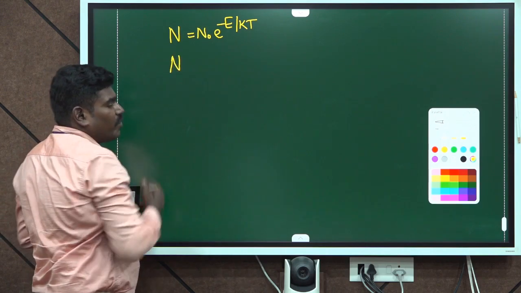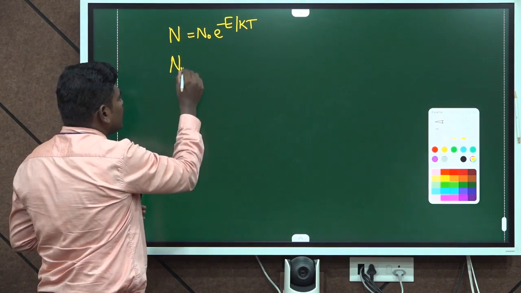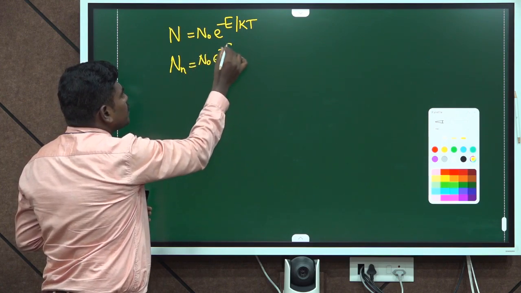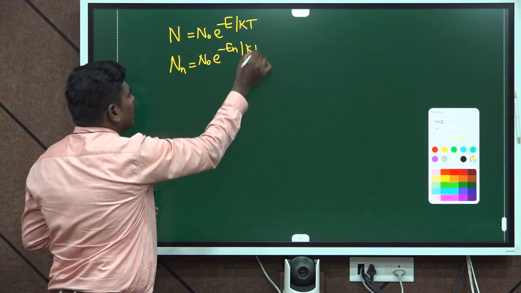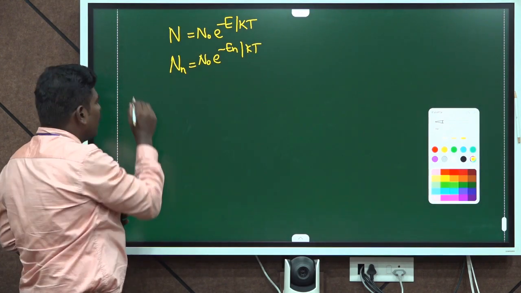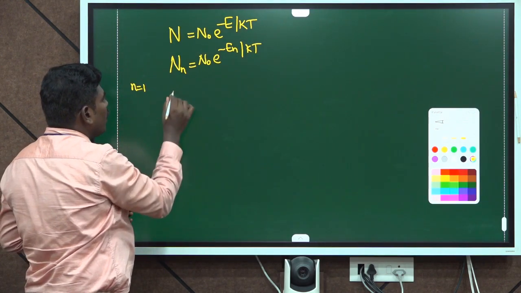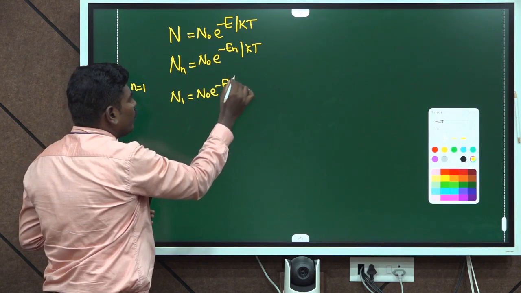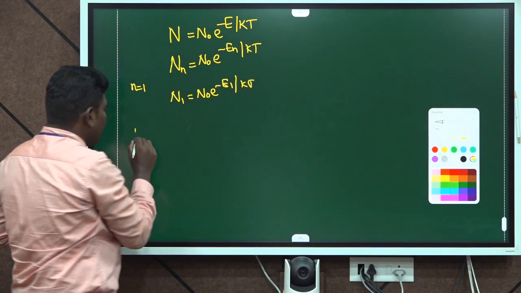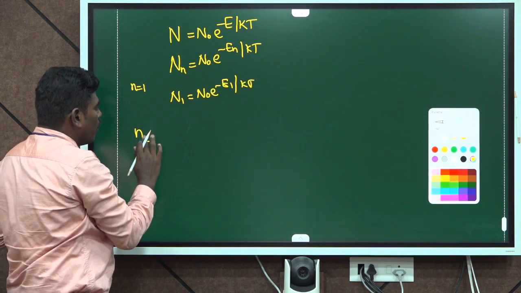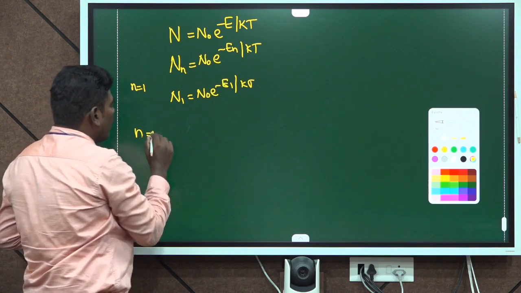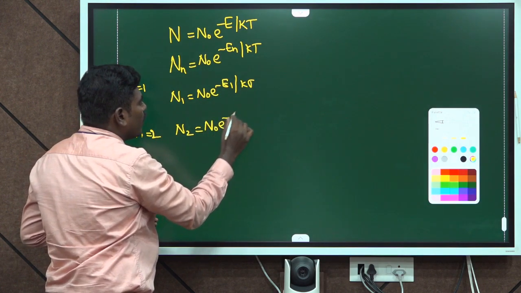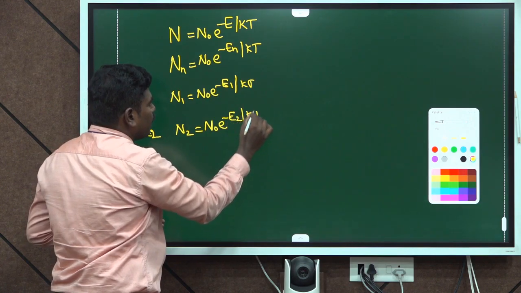In our system we have two energy levels, so we modify this equation to N equals N0 e power minus En divided by kT. For the first energy level, n equal to 1, N1 equals N0 e power minus E1 divided by kT. Then for the other energy level, n equal to 2, N2 equals N0 e power minus E2 divided by kT.